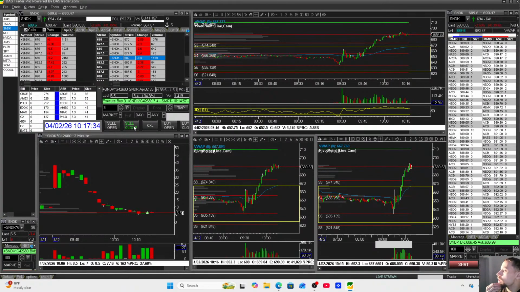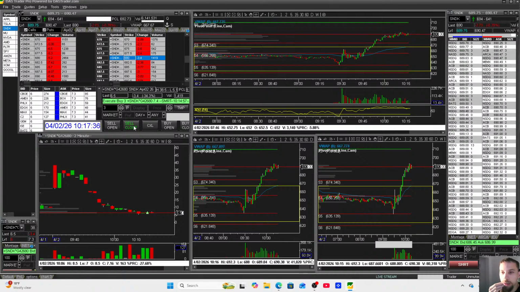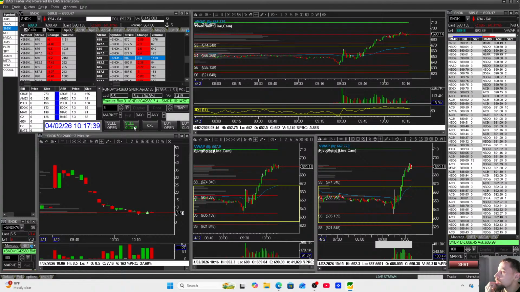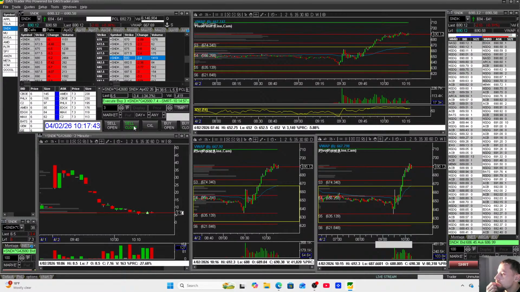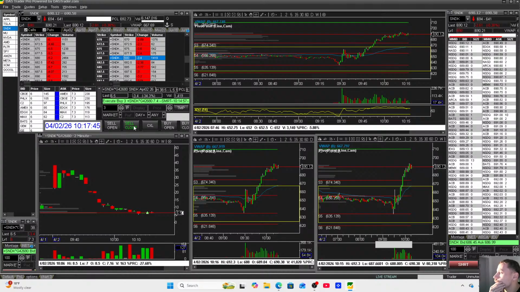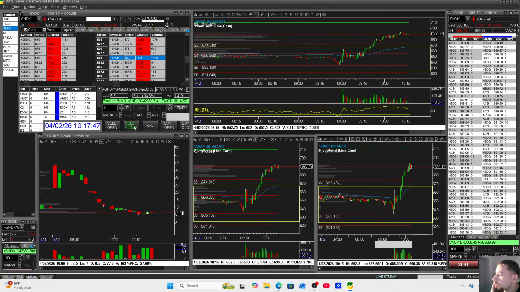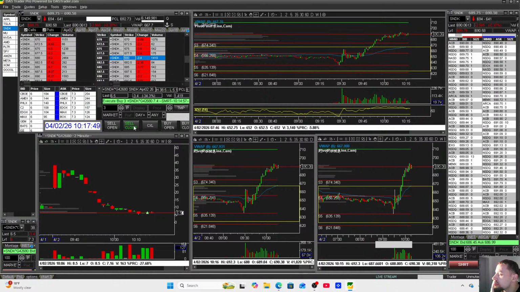Still in Apple, guys. I'm still in SNDK. So two trades. I'm short stocks, Apple, and then contracts or options on SNDK. Both short biased right now.